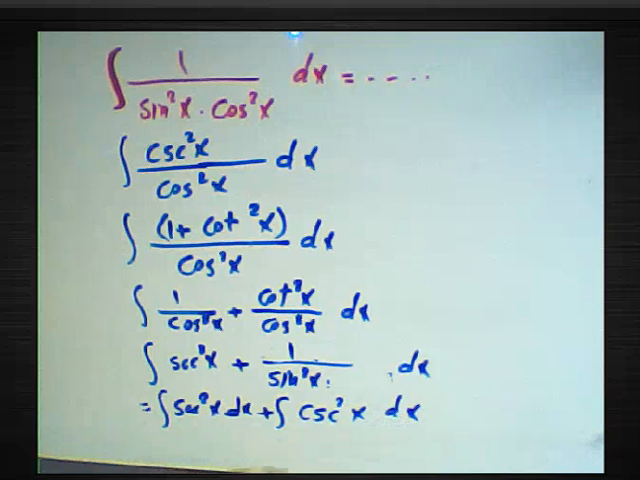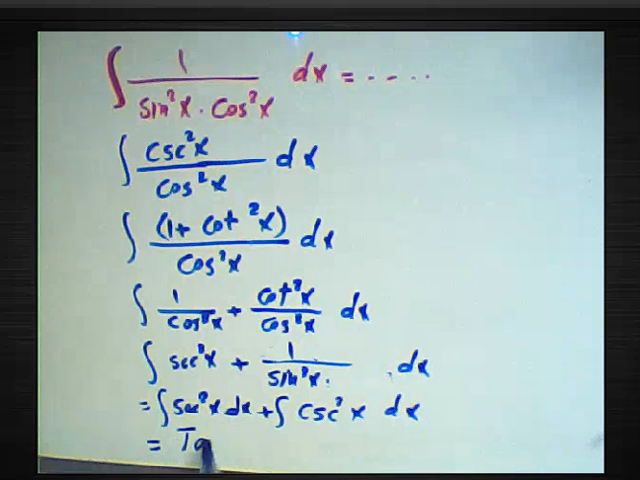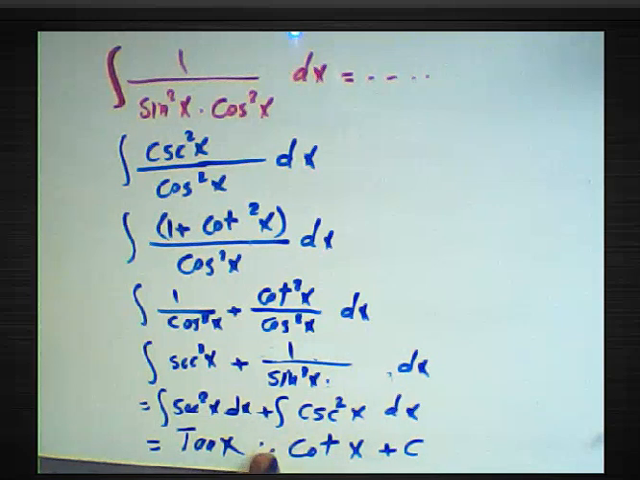Integration of sec power 2x will be tan x, and integration of cosec power 2x dx will be cotan x, and write constant outside, but the result here will be negative and the inverse here will be negative. Negative times positive equals negative. So the result will be tan x subtract cotan x plus constant.